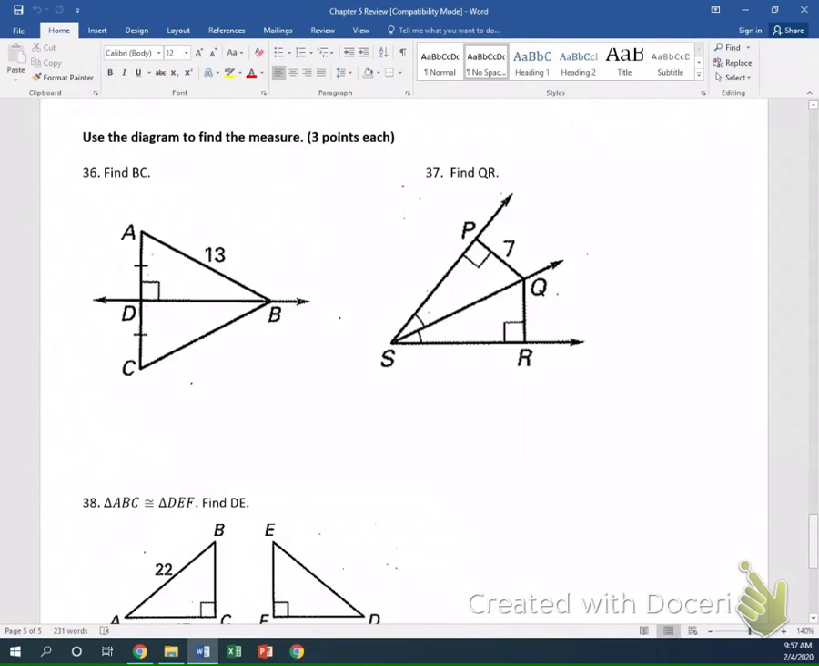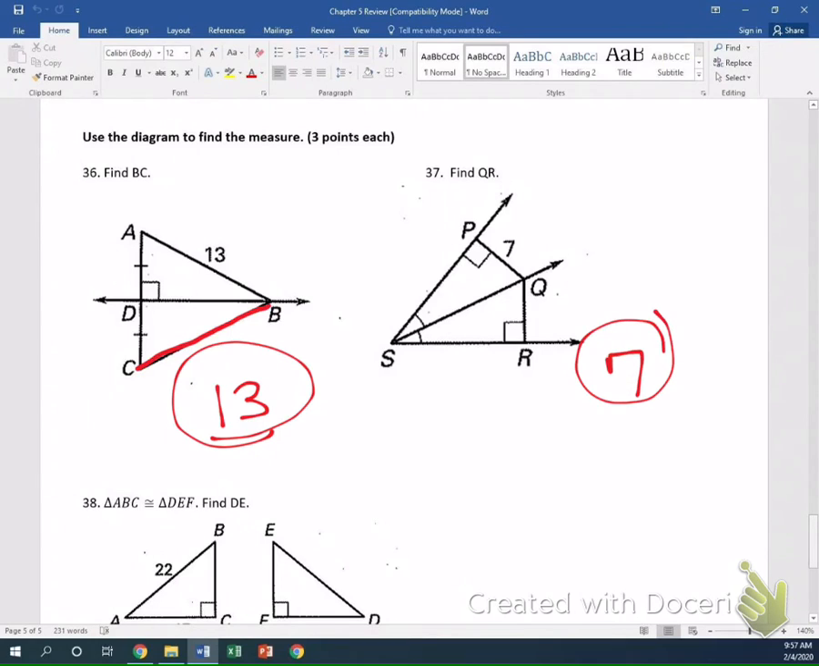Here's the next one. It says use the diagram to find the measures. So BC, it's along a perpendicular bisector. So what do I know about the length of BC? Congruent to what? AB. AB, which is 13. 13. Good. 13. All right, number 37. 7. It is 7. Good.